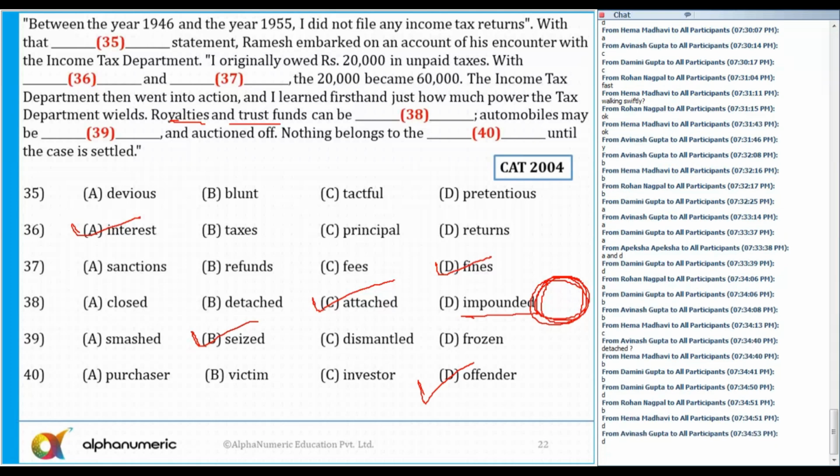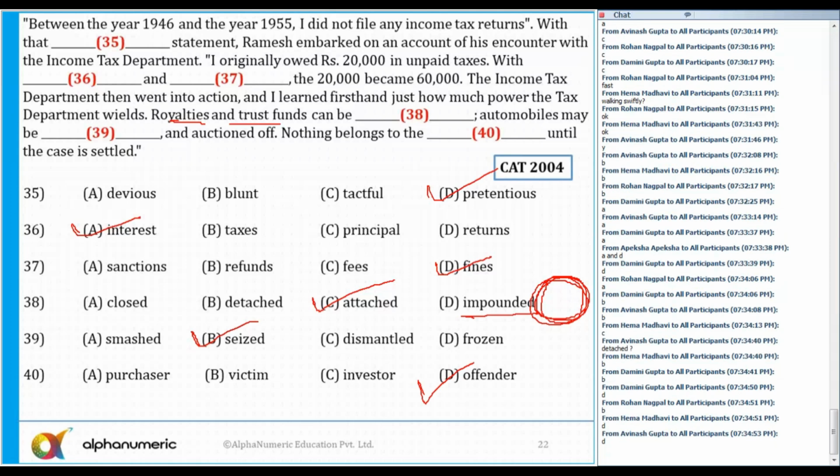Now there's only one, the first blank. Between the year 1946 and the year 1955, I did not file any income tax returns. With that dash statement, Ramesh embarked on an account of his encounter with the income tax department. If somebody is talking about the fact that he's not filing returns, he is doing something wrong, and he's talking about it in front of you, don't you think he's boasting about it? And then he's telling the story also. So I think he's boasting about the fact that he has done something wrong. It has to be pretentious. I'm going to mark pretentious. It should be pretentious for 35.